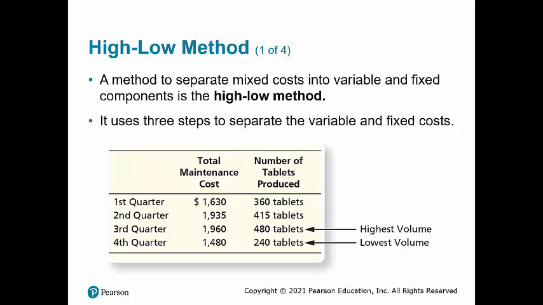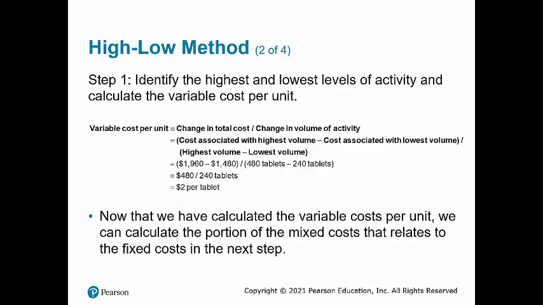The High-Low Method is used to separate mixed costs into their variable and fixed components using those highest and lowest activity levels. So we're going to use the High-Low Method, which requires 3 steps to estimate Smart Touch Learning's fixed and variable costs for the manufacturing equipment maintenance. In step 1, you identify the highest and lowest levels of activity to calculate the variable cost per unit. We had already identified the highest and lowest activity levels in the previous slide. Now we're going to use that information and the cost associated with it to determine the variable cost per unit.